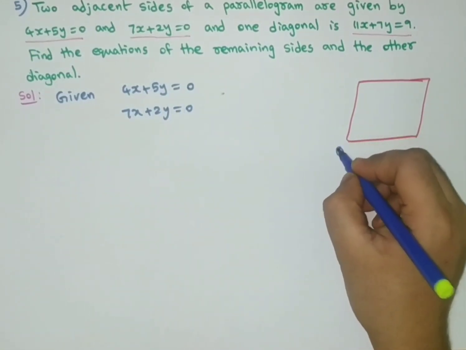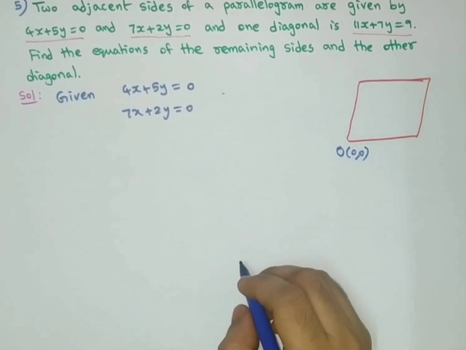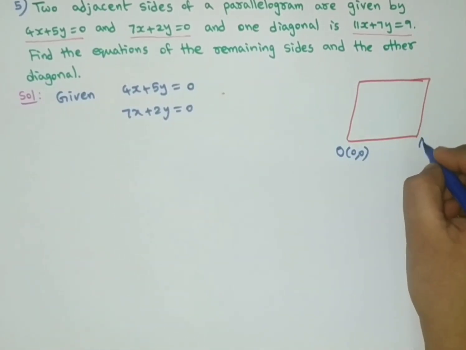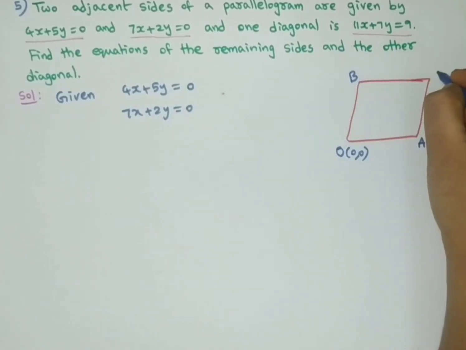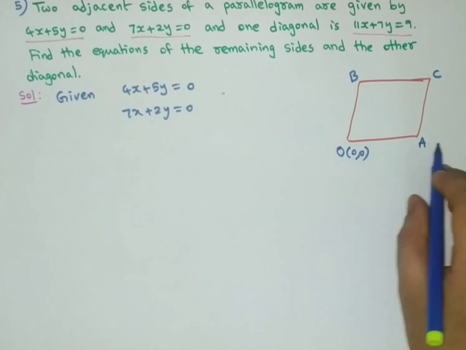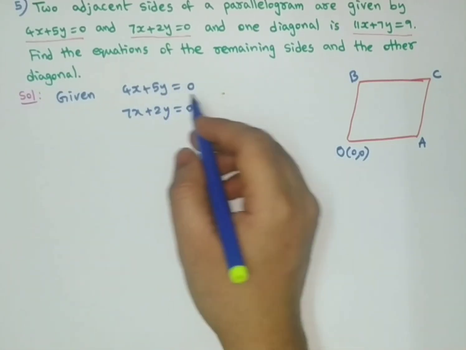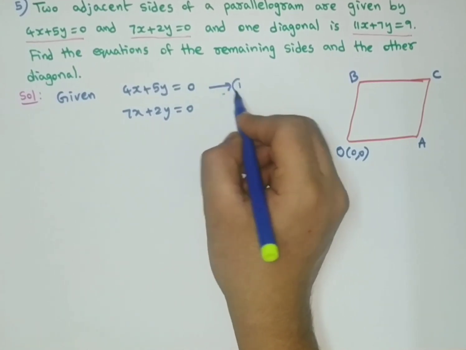So clearly one of the vertices of the parallelogram is what here? Clearly the origin. Now let us assume this one as O, A, B and C. So one of the sides of the parallelogram, assume that OA, that is 4x plus 5y is equal to 0. Make it equation 1.